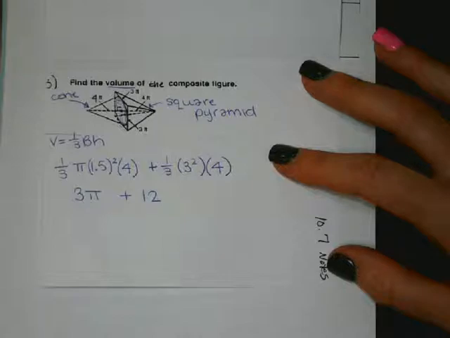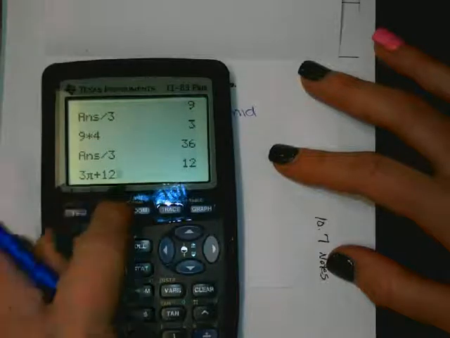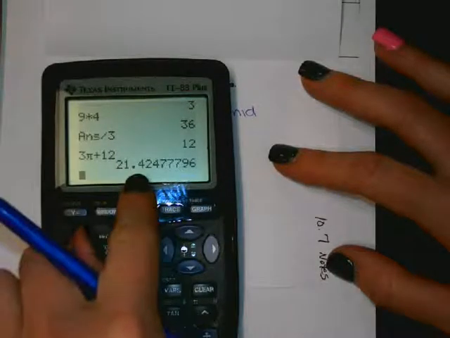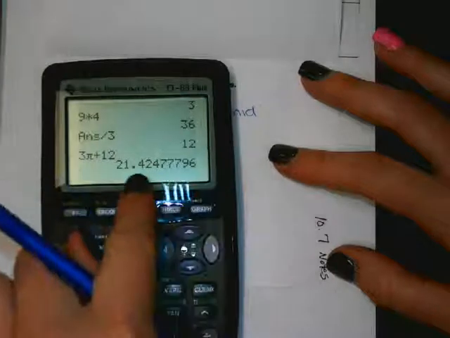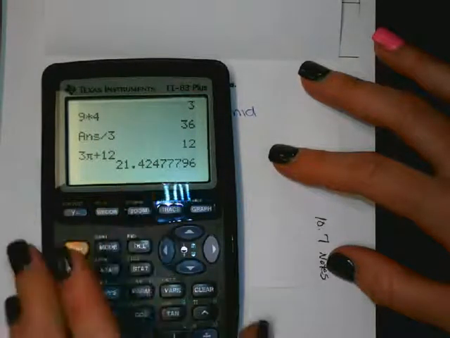And if I want to round it, all I have to do is put it in my calculator, if you can see that there without the glare. Put it in my calculator, hit enter, and then we can decide what's going to be the best rounding option for us. So I'm just going to round it to the tenths, so 21.4.